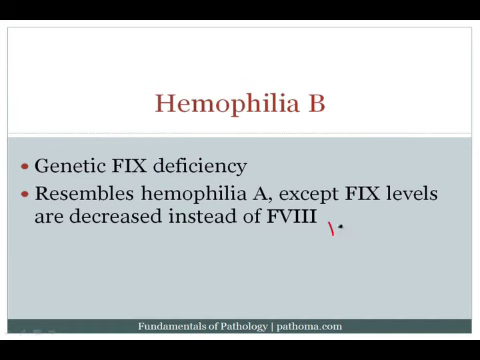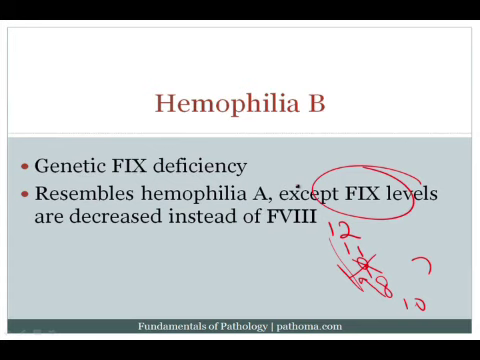And so the idea here is you've got 12, 11, we skip 10, 9, 8, and then we put 7 over here, and of course 10 is here. So instead of having a factor VIII deficiency, we go one step back, and now we've got a factor IX deficiency, and that's hemophilia B. All right, so a genetic factor IX deficiency. Now, clinically, it's going to resemble hemophilia A, right? Because it's the exact same pathway, you're just one step above. So the only difference will be that instead of a decrease in factor VIII levels, you're going to have a decrease in factor IX levels. So the factor IX levels would actually be decreased in this disorder.